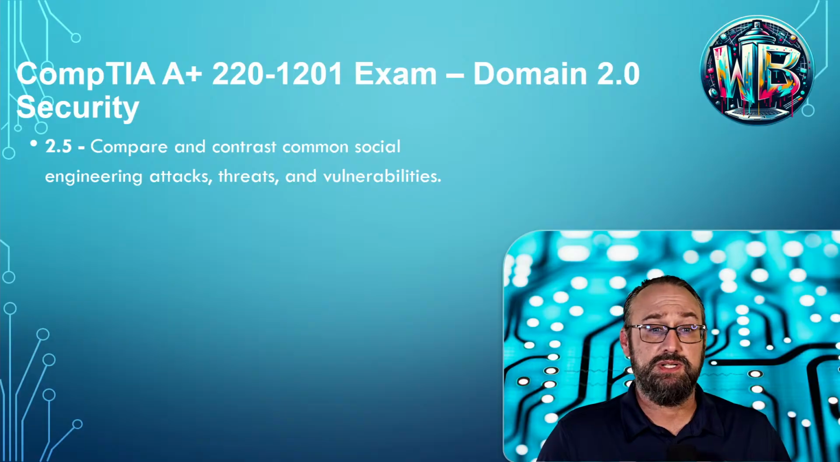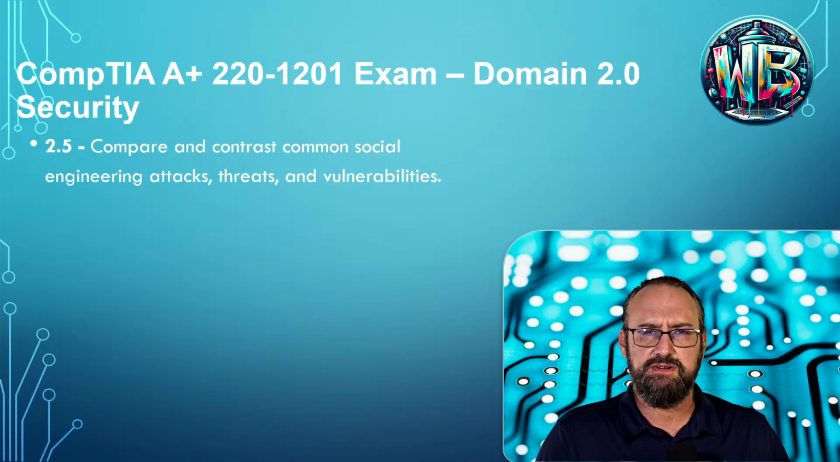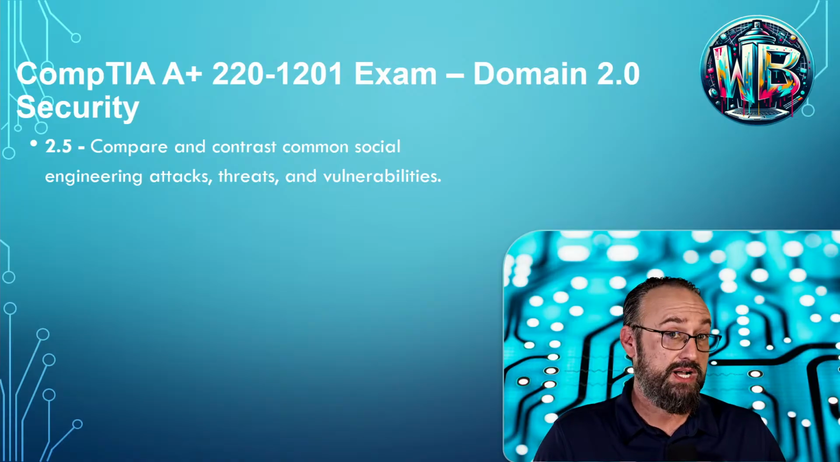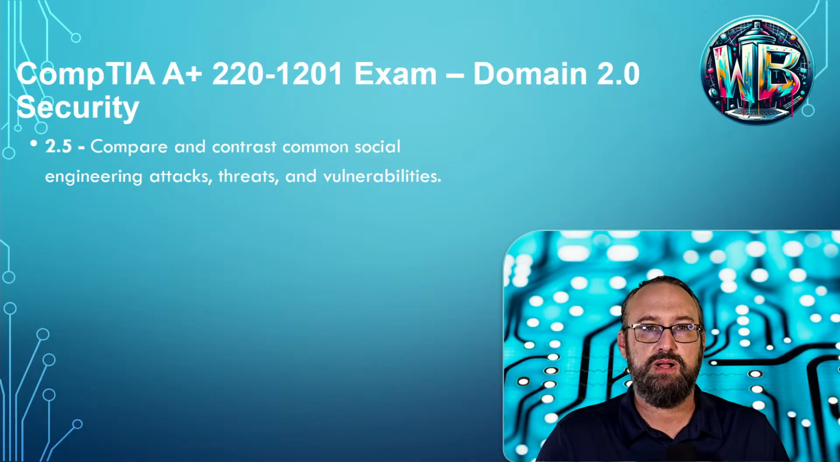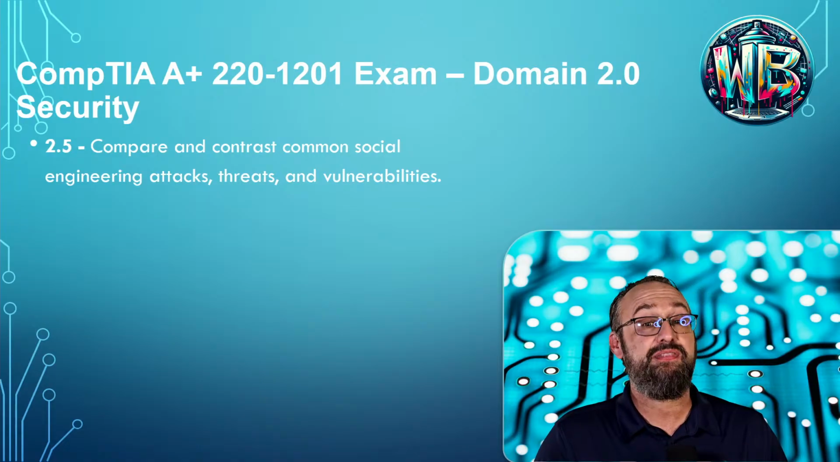Looking at different social engineering attacks, threats, and vulnerabilities. We look at phishing, shoulder surfing, tailgating, impersonation, dumpster diving. Other ones as well, too. Some of the threats we talk about are denial of service, DoS, or even DDoS, distributed denial of service attacks. Various password attacks. What's the difference between a brute force and a dictionary attack? What is an on-path attack?